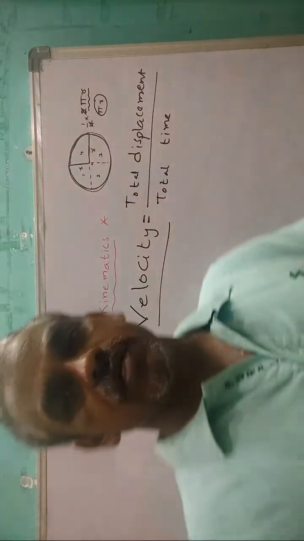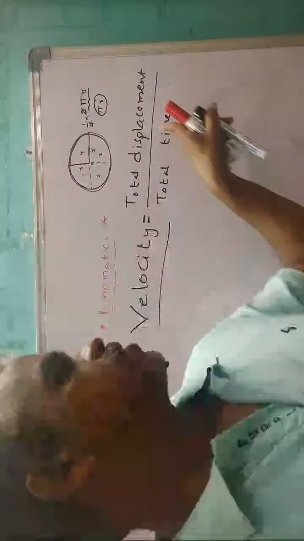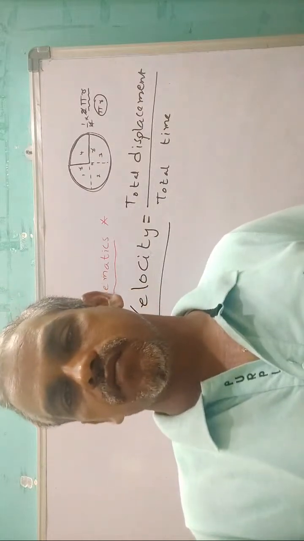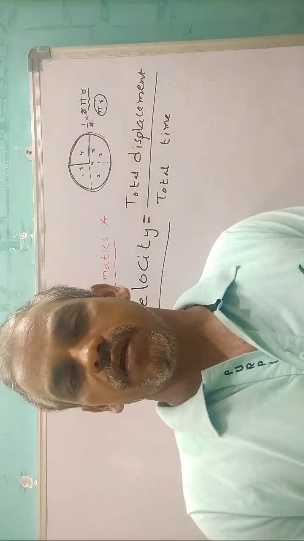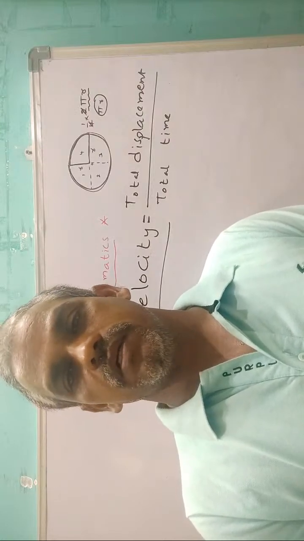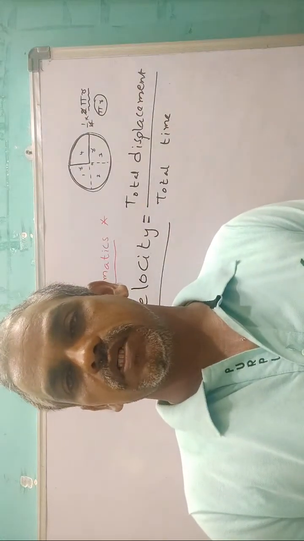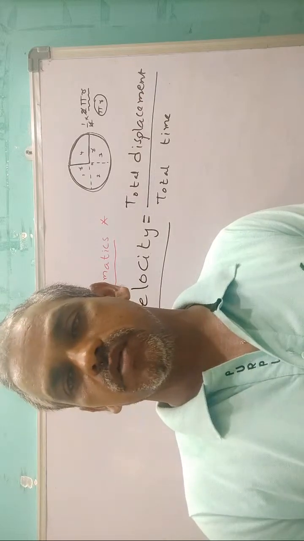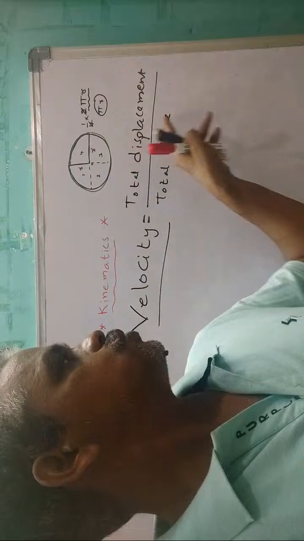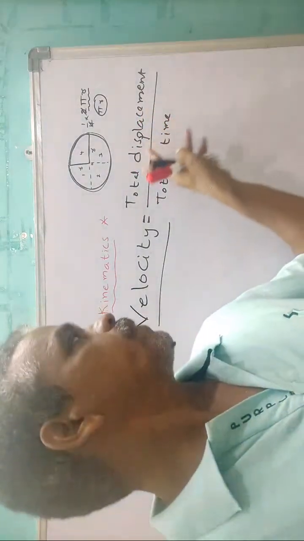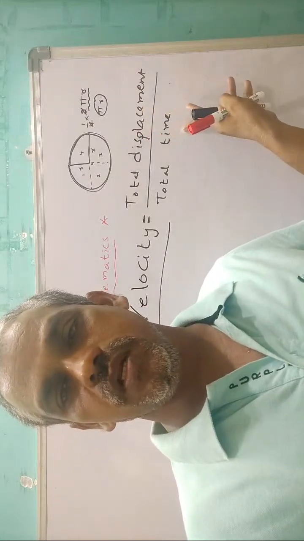In the last case we discussed the speed formula, total distance by total time. Here it is total displacement by total time. Already you know what distance and displacement are. Distance is the actual path traveled by the body. Displacement is the shortest path, not the actual path, between initial and final positions. So in velocity we define using displacement and time. Velocity is total displacement by total time.